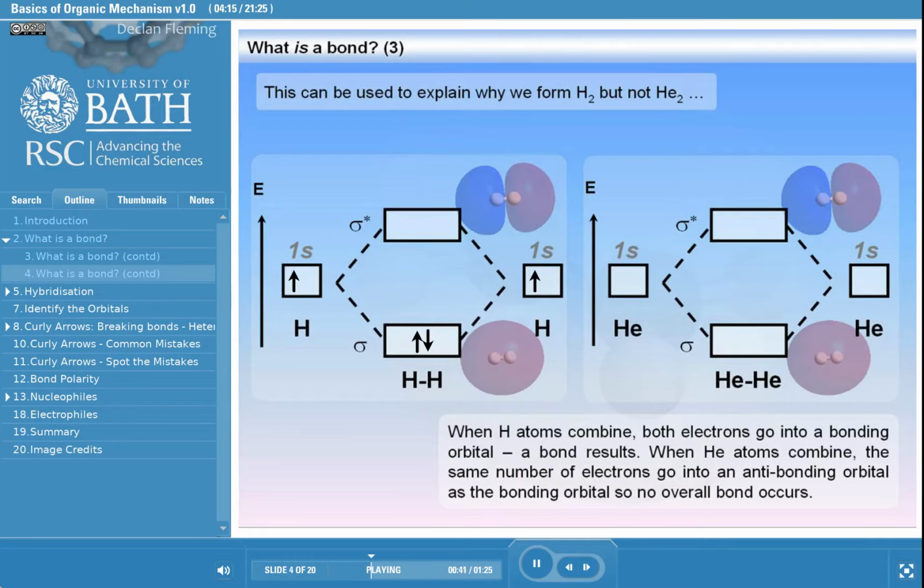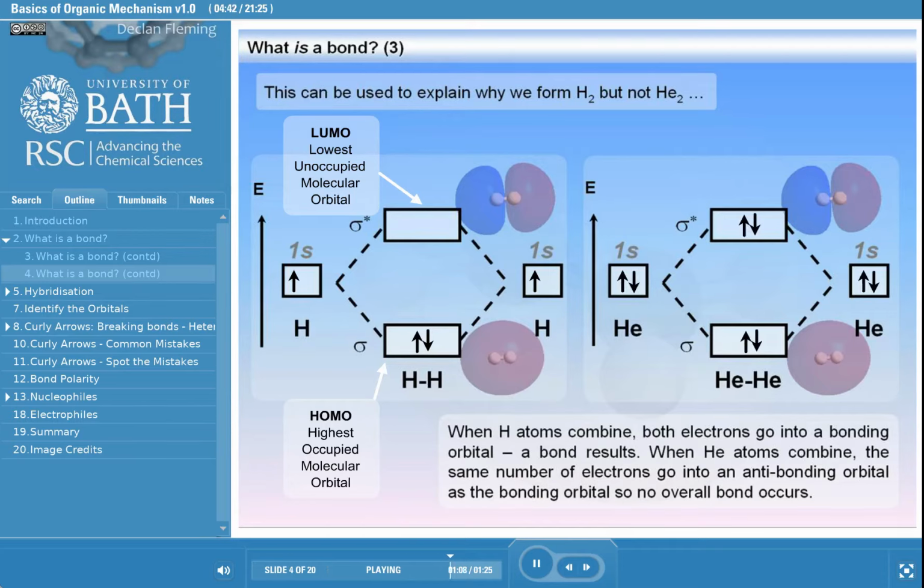In this case we have two electrons in the sigma bonding orbital and none in the antibonding orbital, labelled sigma star. A single covalent bond has been formed. We call the highest energy orbital with electrons in it the HOMO. The next orbital up is known as the LUMO. Chemistry usually involves moving electrons into or out of these orbitals.